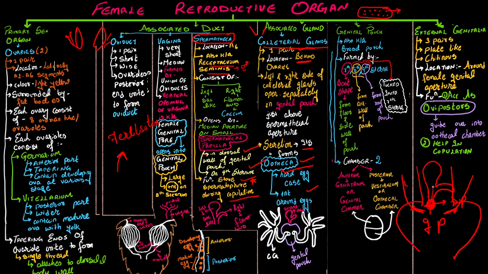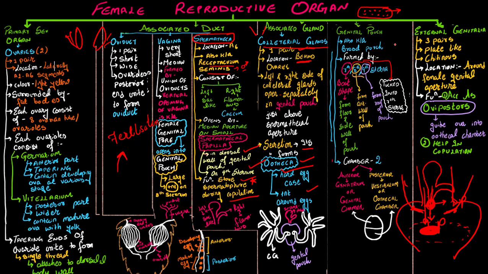Okay? So what will happen here? From the spermatheca your sperm will enter, then from the vagina your ova will enter. Ova and sperm will get fused together and form a fertilized egg. Many fertilized eggs will be covered by the hard ootheca. Okay? Then next is your genital pouch.